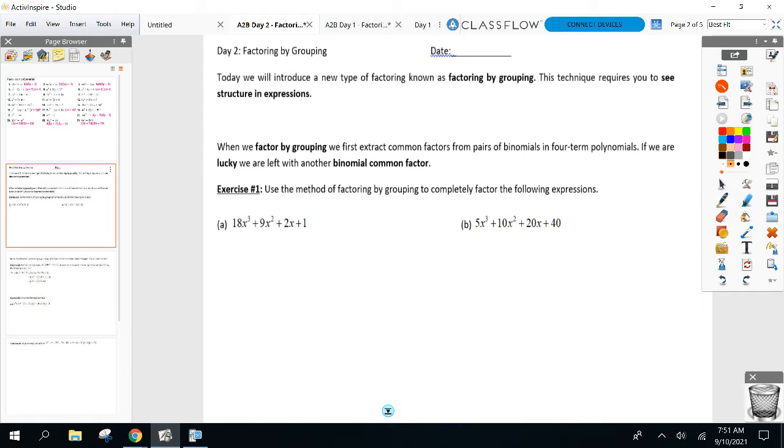So no GCF, even amount of terms, I'm going to do the grouping method. And what do I do with the grouping method? I take my even amount of terms and group them into pairs of 2. So I'm going to put a pair of parentheses around the first 2 and a pair of parentheses around the last pair. All right, let's focus on the first pair. Now you take out a GCF for me. What is a GCF I can take out of that first pair?